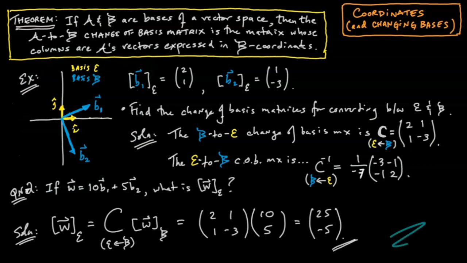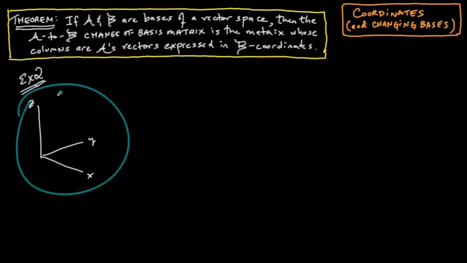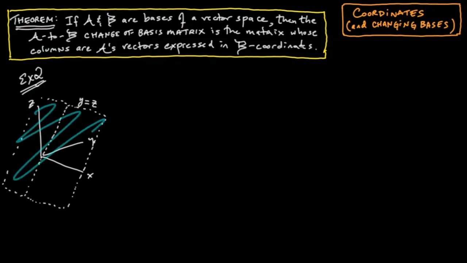All right, I've run out of room, so maybe it is time to look at a new example altogether. Example 2. Let's work in R3 this time, and to make things a little more interesting, let's not consider all of R3, but rather a subspace of R3. Let's look at the plane through the origin, whose equation is y equals z. This is a two-dimensional subspace of R3, and let's consider two different bases for this space.